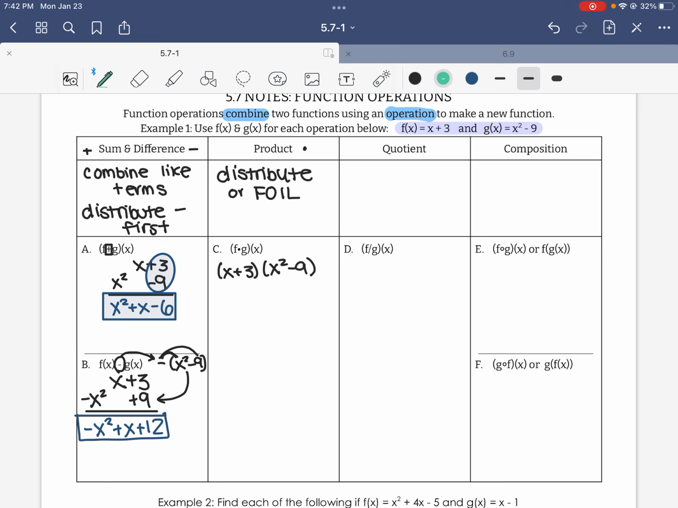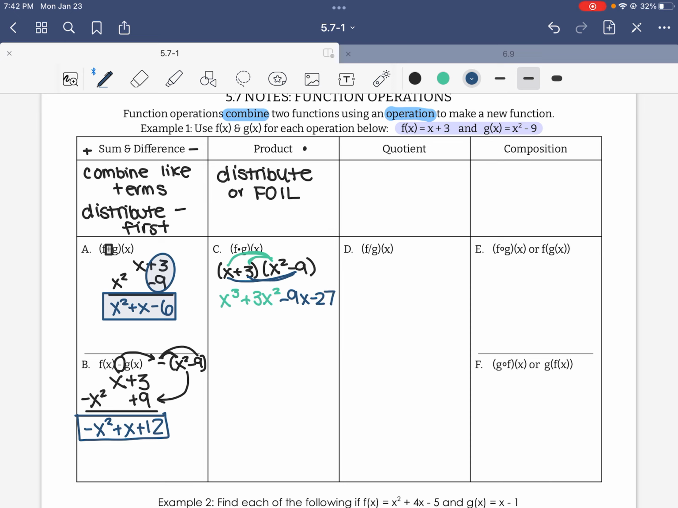And then I'm going to take both of these times x squared like this. X times x squared is x cubed. 3 times x squared is 3x squared. And then I'm going to multiply both of them by -9. So x times -9 is -9x. And 3 times -9 is -27.